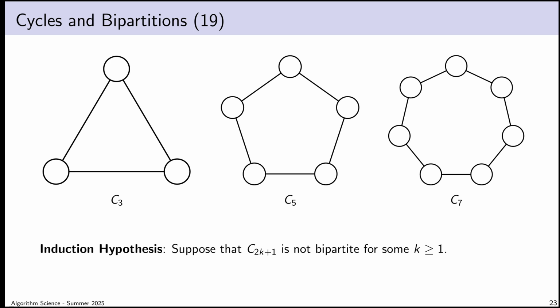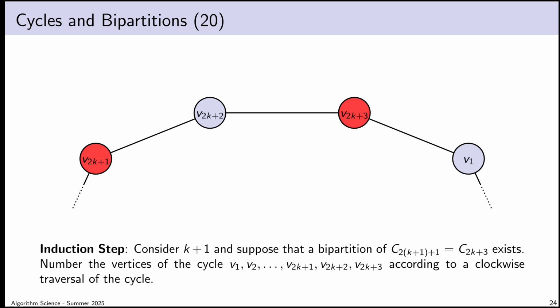And then our hypothesis is, suppose that C_{2k+1} is not bipartite for some value of k greater than or equal to 1. And what I'm going to do in my induction step is almost the reverse of what I did in the induction step for the previous theorem. So in the previous theorem, I took the coloring that I knew existed, the 2-coloring of C_{2k}, and expanded it to create a copy of C_{2k+2}. Here what I'm going to do is, suppose there is a bipartition of C_{2k+3}. If I want to consider the case k plus 1 in my induction step, I have to consider C of 2 and then plug k plus 1 in there, which ends up being C_{2k+3}. I'm going to suppose that there is a bipartition of this.